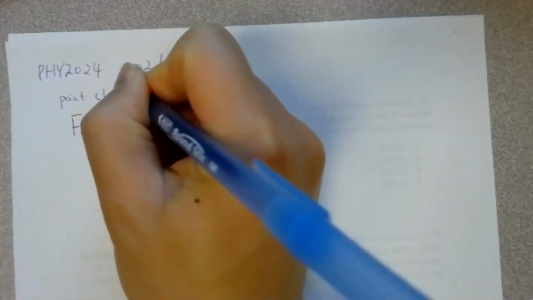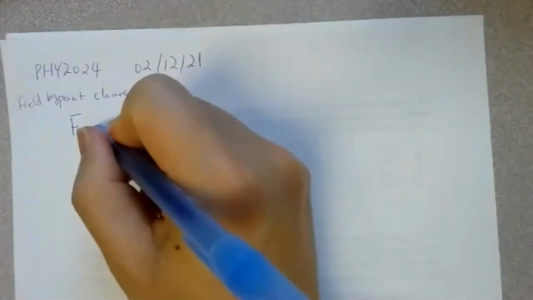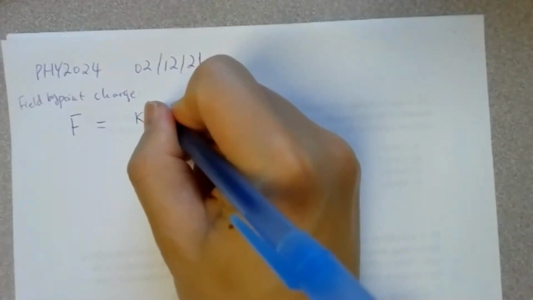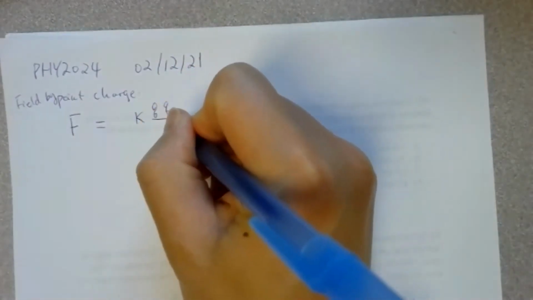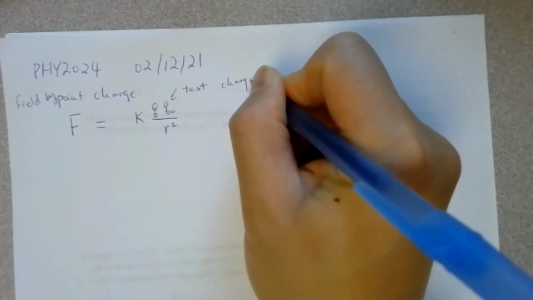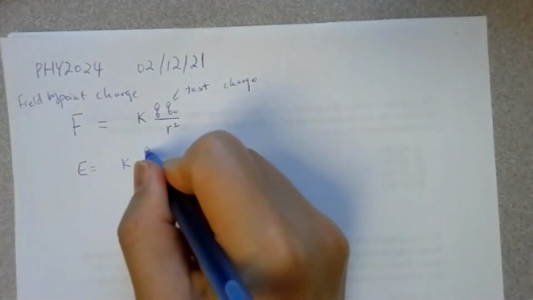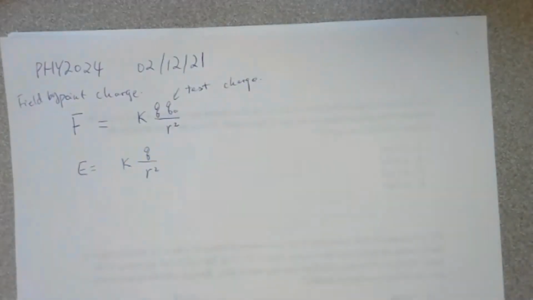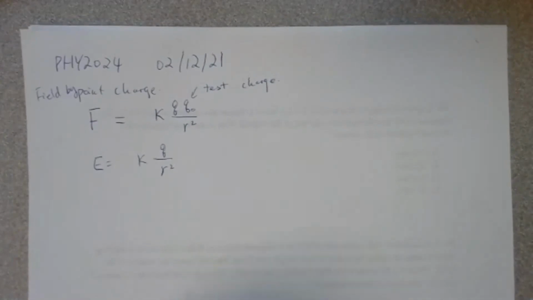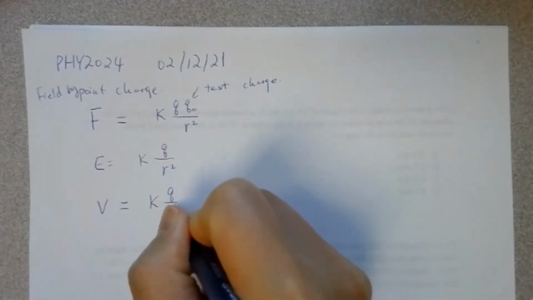Point charge. So, the electric field by a point charge. The electric force is equal to K Q Q0 over R square, where Q0 is the test charge. The electric field produced is then equal to K Q over R square. For potential, the electric potential is equal to K Q over R.